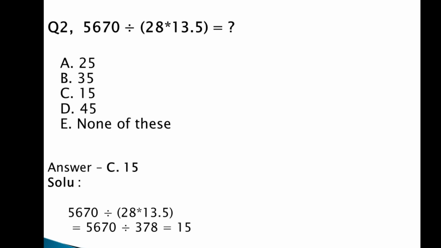Now solution. As per BODMAS, first we have to open the bracket. So once we open the bracket, we get 378. So 5,670 divided by 378 is equal to 15, which is option C.